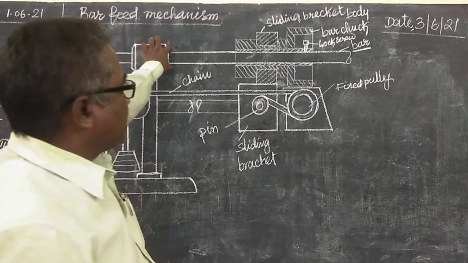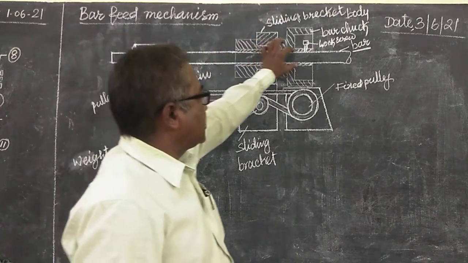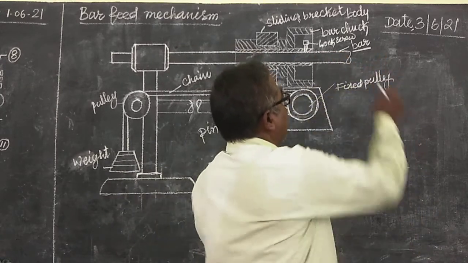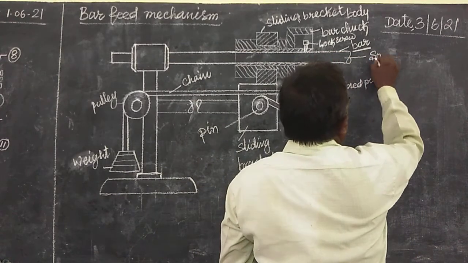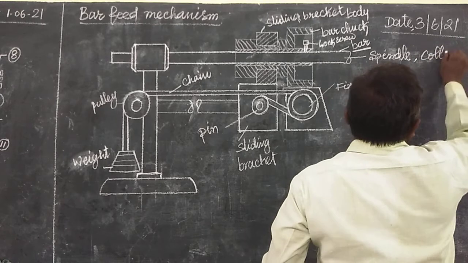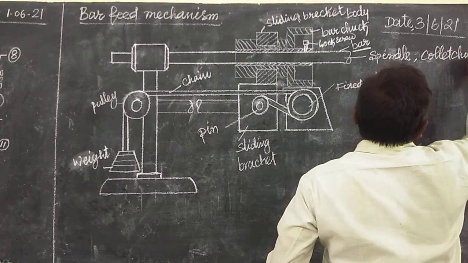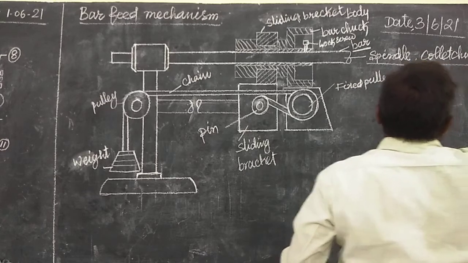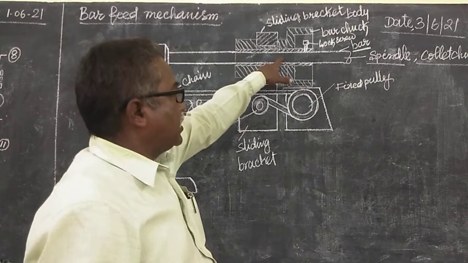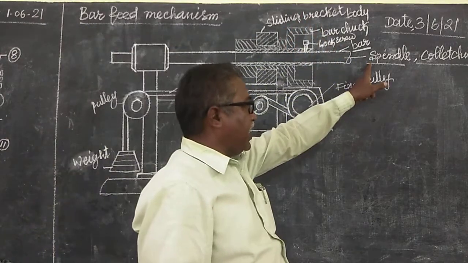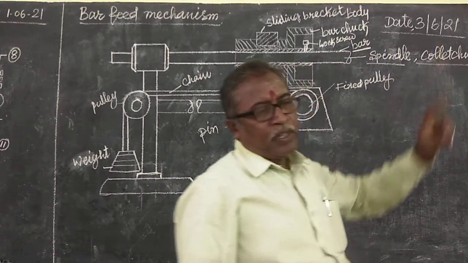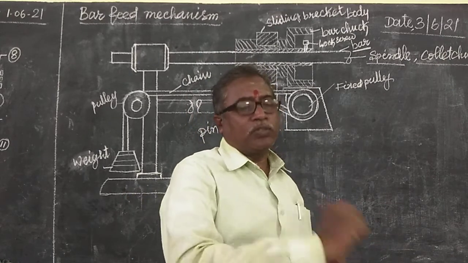Already there is a bush inside. Here also there is a bush inside. The rod is inside the bushes. The rod passes through the bar chuck, from the bar chuck to the turret lathe spindle, and from the spindle to the collet chuck. So like this the rod will pass.